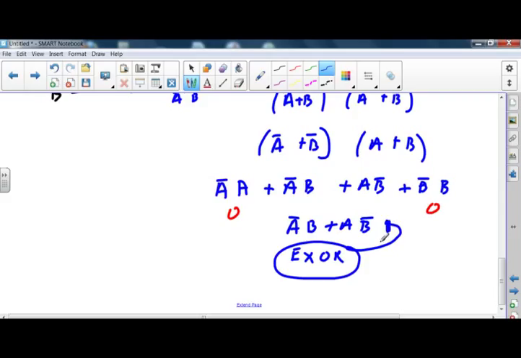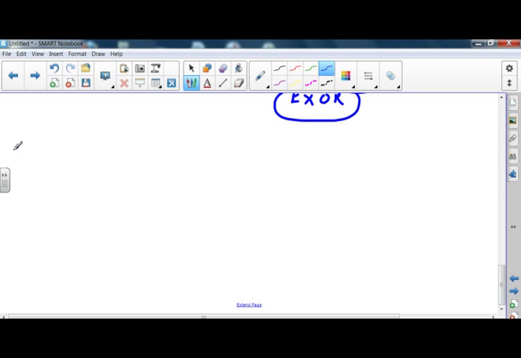Now, why I would want to do that, why I'd want to spend the money on those particular chips to do that, I have no idea.